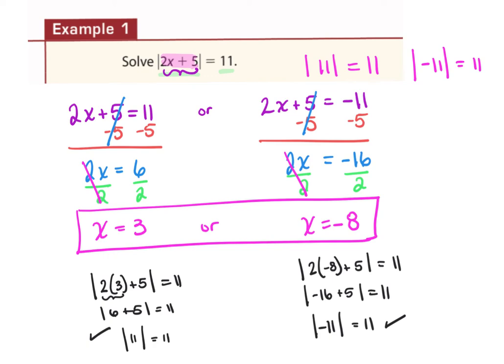The only time you won't have two answers is if your absolute value equals 0, because there is no positive or negative 0. And so you only have one answer. But for every other type, you will have two answers here if it equals a positive number.